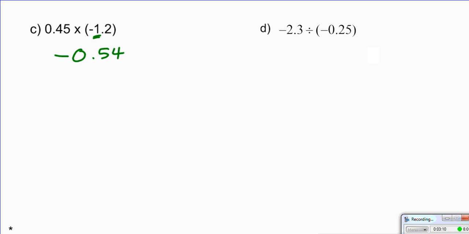When we look at D, we have 2 negatives being divided, so our answer should be positive. And we're dividing it into quarters, or 0.25. So we're dividing it into smaller pieces, so we should end up actually with a larger value. And when I go 2.3 divided by 0.25, we get 9.2.